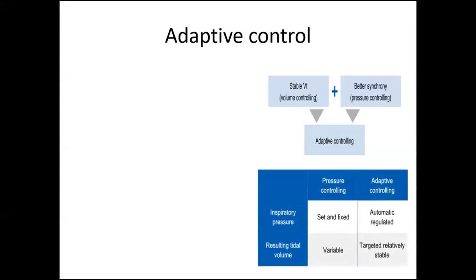Again, I am telling you, even in adaptive controlling, you are not going to control both at a time. You are going to control only one parameter at a time. You cannot control both. Then why are you calling it adaptive control? So how can I control volume? How can I control pressure? And we'll see how we're going to control it.